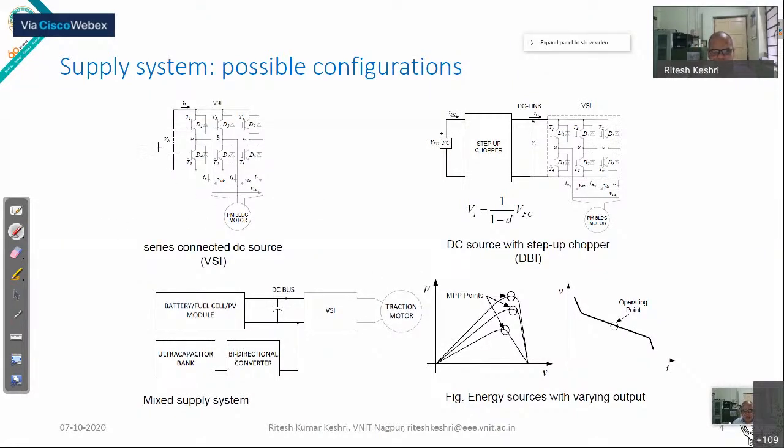Then we also see some cases where we have to use a power electronic circuit element, like some configurations. Understand? This source is connected in series. This source is connected with the traction system through a boost converter, and here you see multiple sources available, maybe a battery, fuel cell, or photovoltaic panel together with an ultra capacitor. Why are we using the ultra capacitor? Because we have to maintain this voltage here.